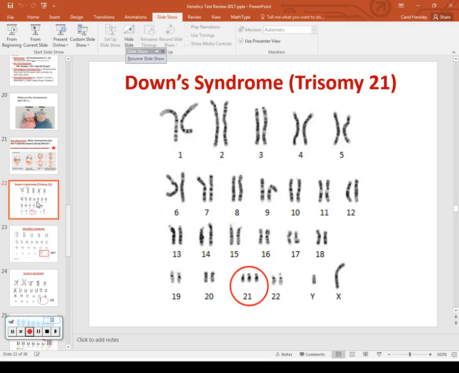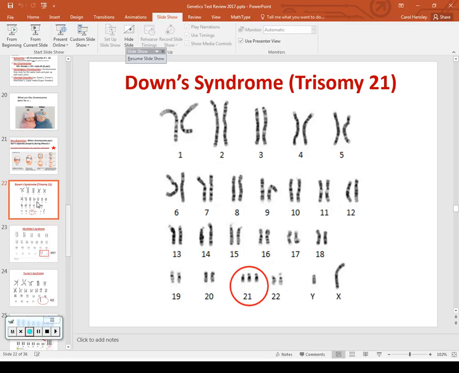Now, is this trisomy 21, this Down syndrome kid, a boy or a girl? It's a boy, because there's an X and a Y. Easy way to remember Down syndrome is trisomy 21, three chromosome 21s. If you were to play blackjack for 21 and you got a king and a queen and an ace, 3 cards, you've got 21, right? You throw your cards down.